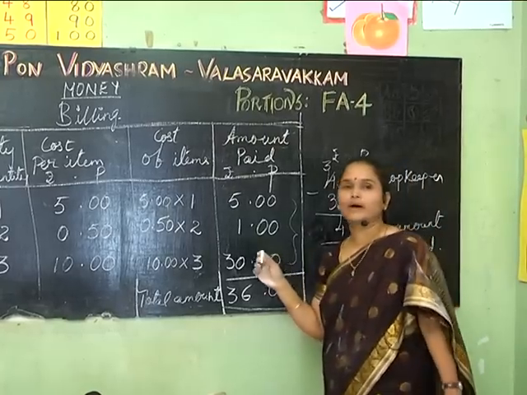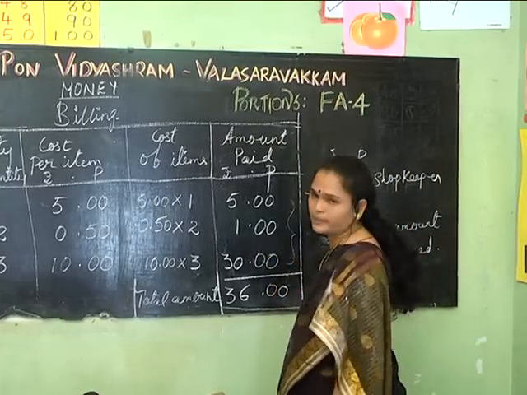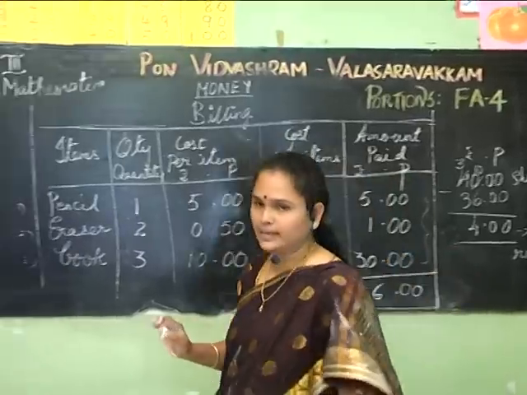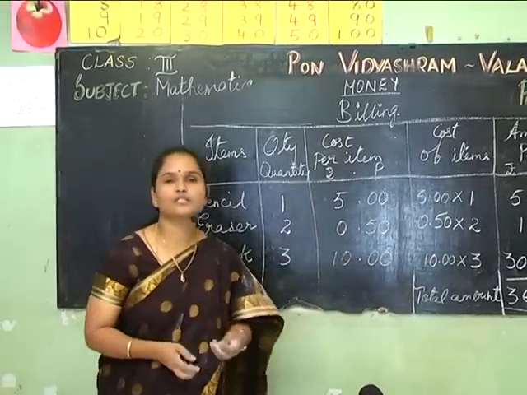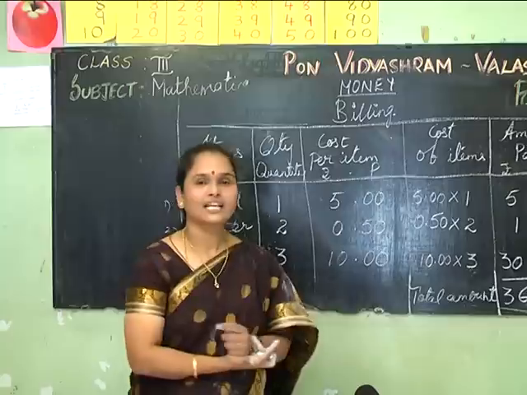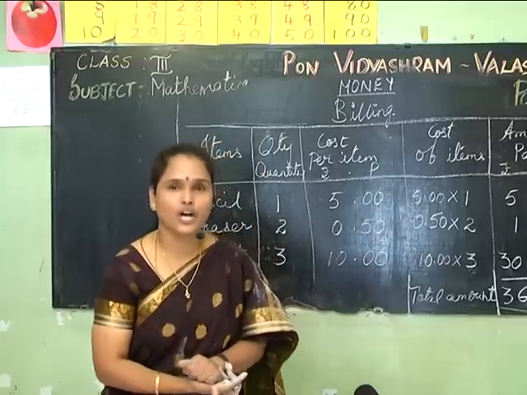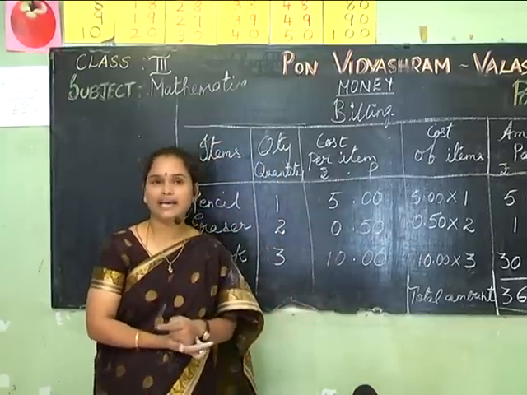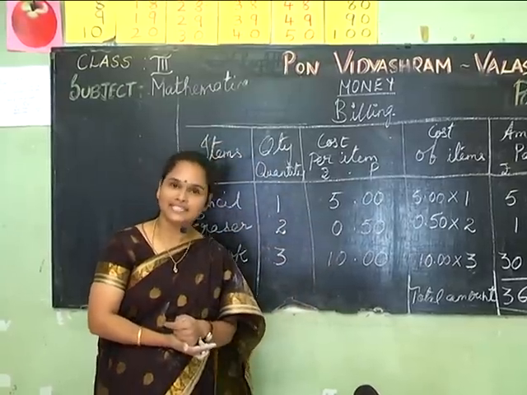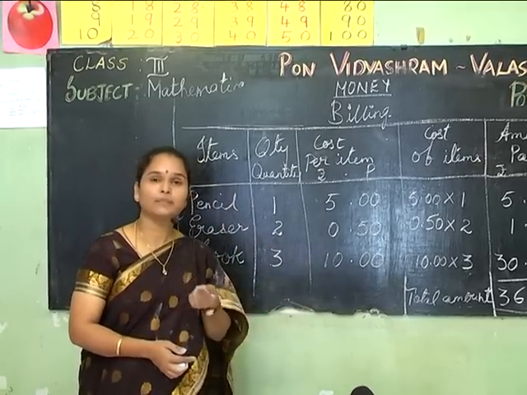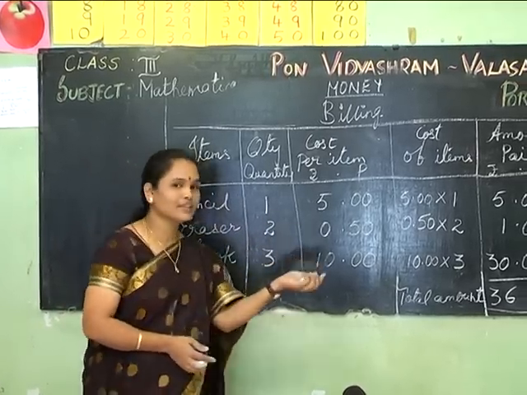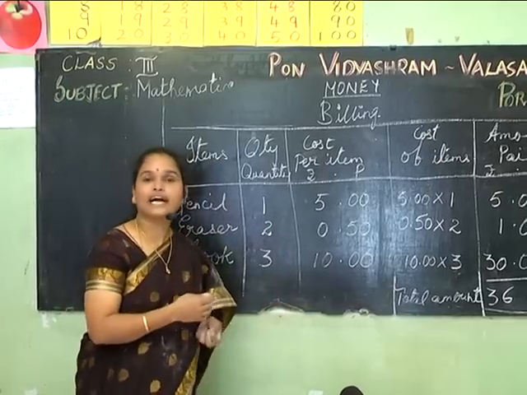So the shopkeeper has to give your mother 4 rupees. Hope you understood the billing. Children, you can do a small project or a small assignment. Go with your mother or father to a shop, see what they buy and see how the billing is done. Take a bill from the shop, keep the bill with you and compare this with what I taught.